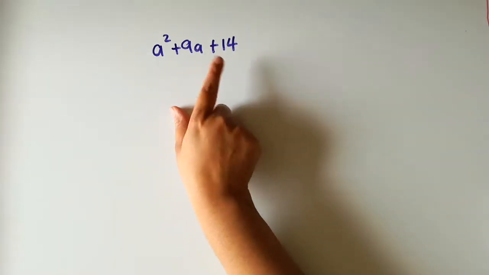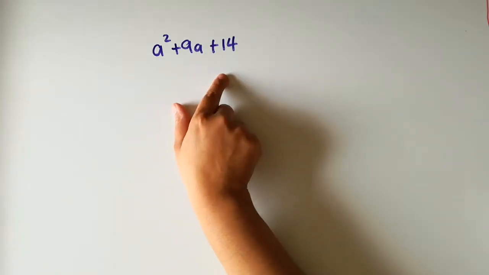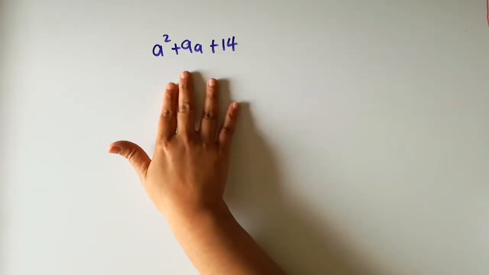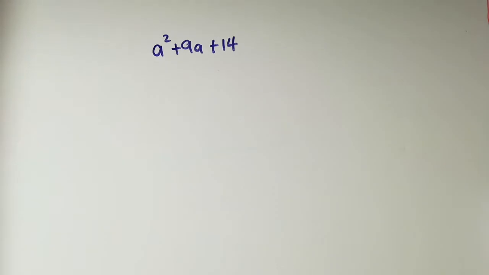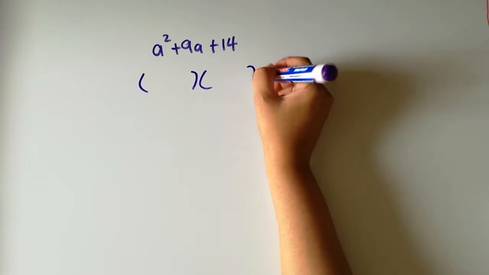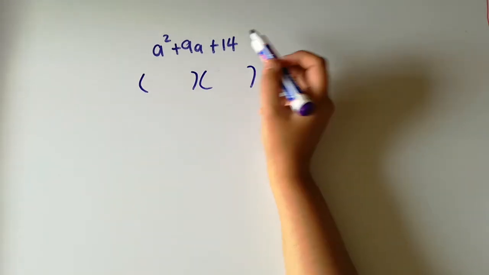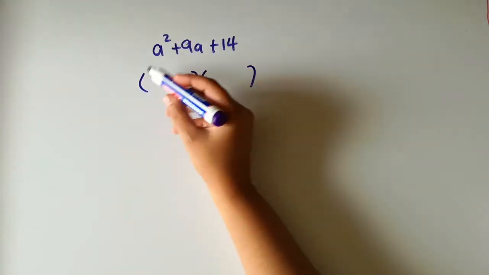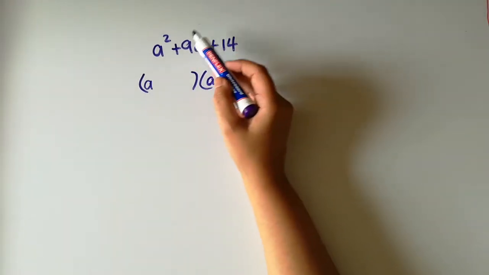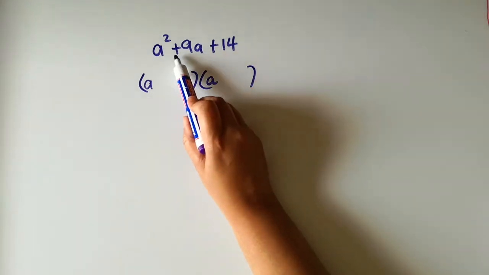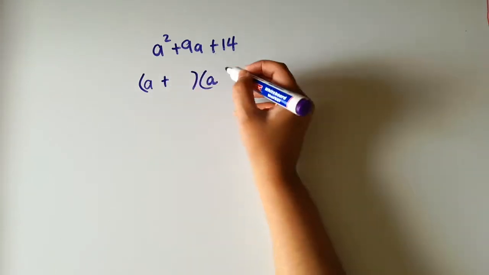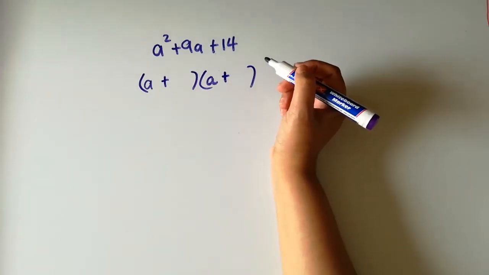Now when we look at an expression, the first thing we should always do is look for a common factor. Looking at this, we can see that there's none. So that means we are going to open up two brackets. The next thing we're going to do is look at a squared. Now a squared is equal to a times a. We're going to look at our trinomial and we see we have a plus here and a plus here. So our bracket is going to have a plus and a plus.